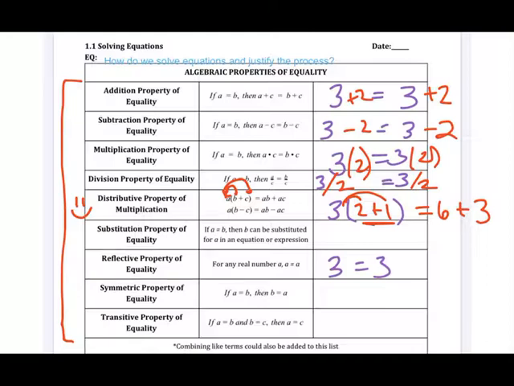The substitution property, the word substitution in math means the same thing that the word substitution means anywhere. When I'm watching sports, substitution happens when one player goes in for another player.